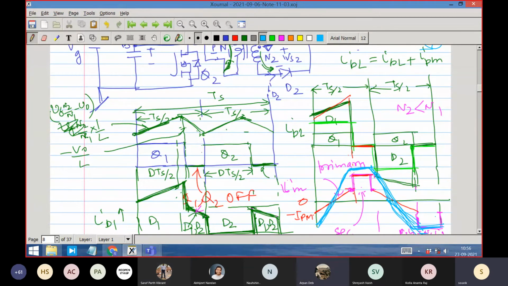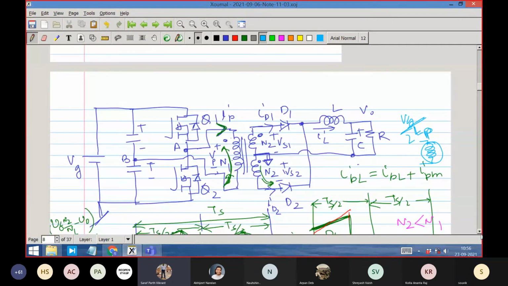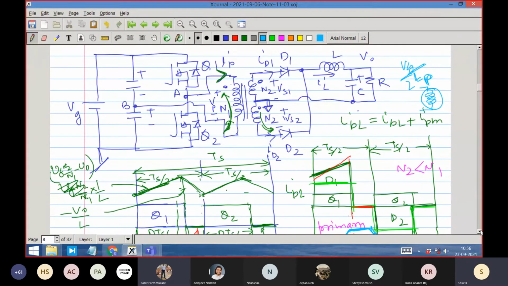Yeah. So when Q1 is on and Q2 is off, the voltage across the inductor on the secondary side will be Vg by 2 into N2 by N1 minus V0, right? Yes. Okay. So the slope will be divided by L, right? So Vg by 2 into N2 by N1. That is what I have written, no? Divided by L. Sorry. So it will be divided by 2 also, right? Vg by 2.